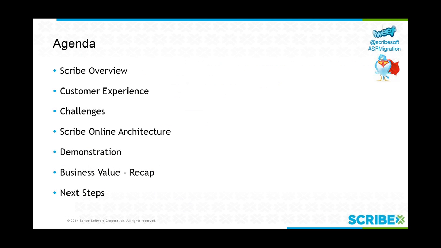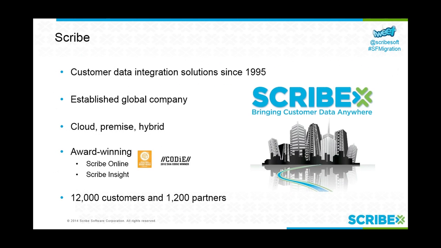Quick overview of the agenda. We're just going to talk briefly about Scribe. We'll then talk a little bit about customer experiences, particularly around migration experiences. Then we'll go through some challenges that we typically see with customers that are doing migration to Salesforce. We'll then go through the Scribe Online architecture and the technical demonstration. We'll then do a quick recap of the value of using Scribe for migration, and then we'll talk about next steps. And with that, I'll go ahead and hand it over to Jan.